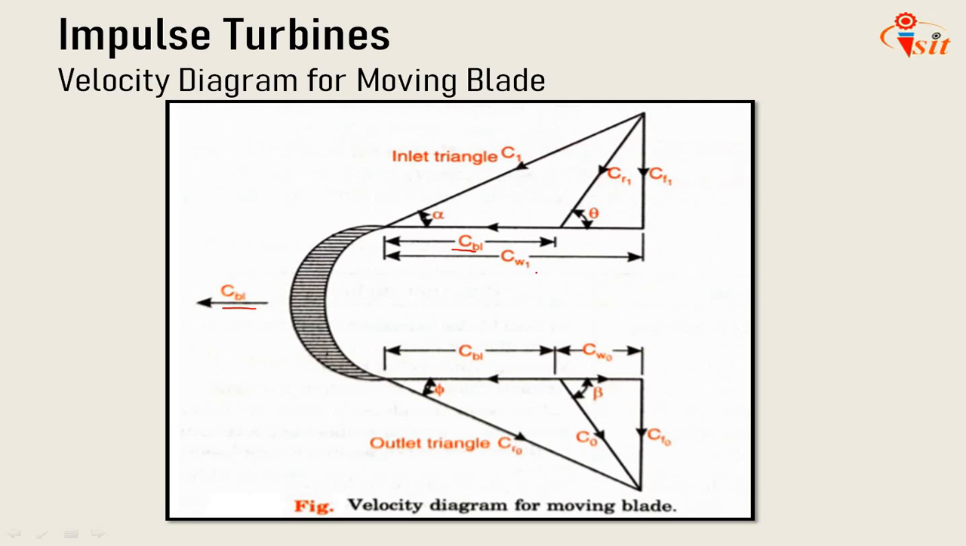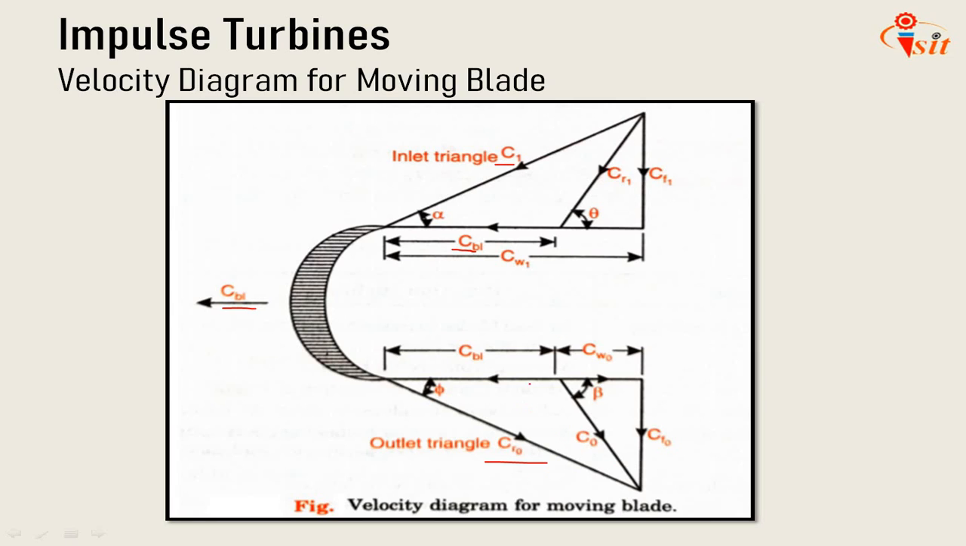C1 is the absolute velocity of steam entering the moving blade. So C1 is the entering velocity, that is absolute velocity. C0 is the absolute velocity of steam leaving the moving blade. So that is the leaving velocity, absolute velocity of steam leaving the blades.